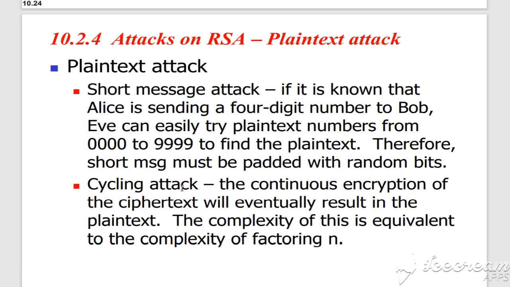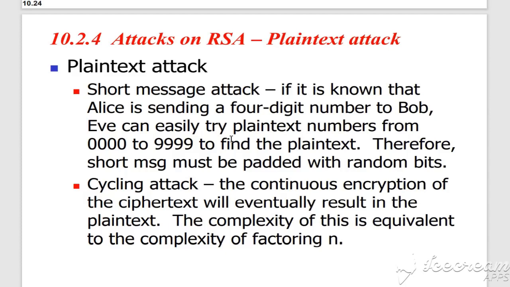So the next is the plain text attack. There are two: the short message attack and the cycling attack. In the short message attack, if Eve knows the set of possible plain texts, she then knows one more piece of information in addition to the fact that the ciphertext and the plain text are permutations of each other. So Eve can take advantage of that. Eve can encrypt all the possible messages until the message is the same as the ciphertext she has intercepted.